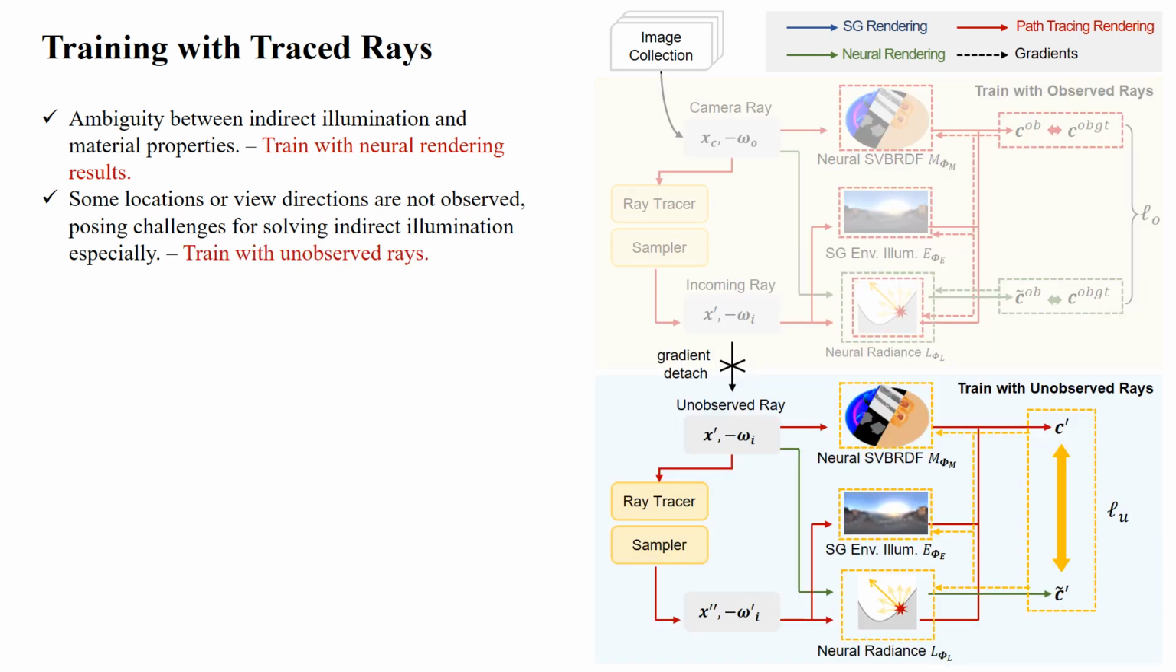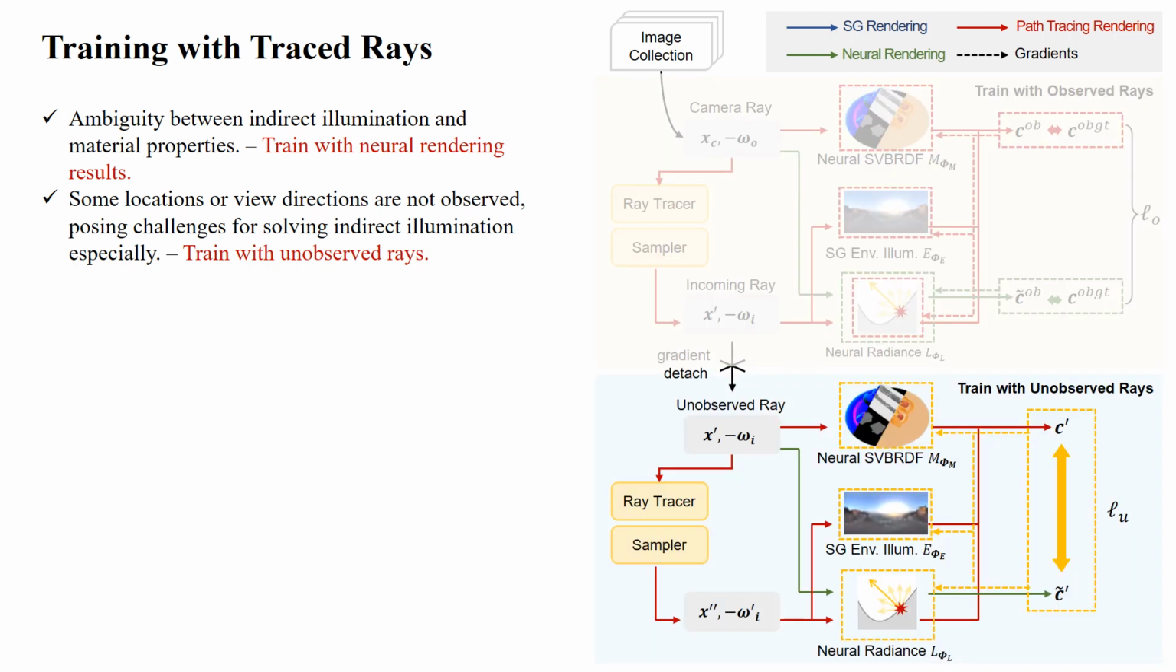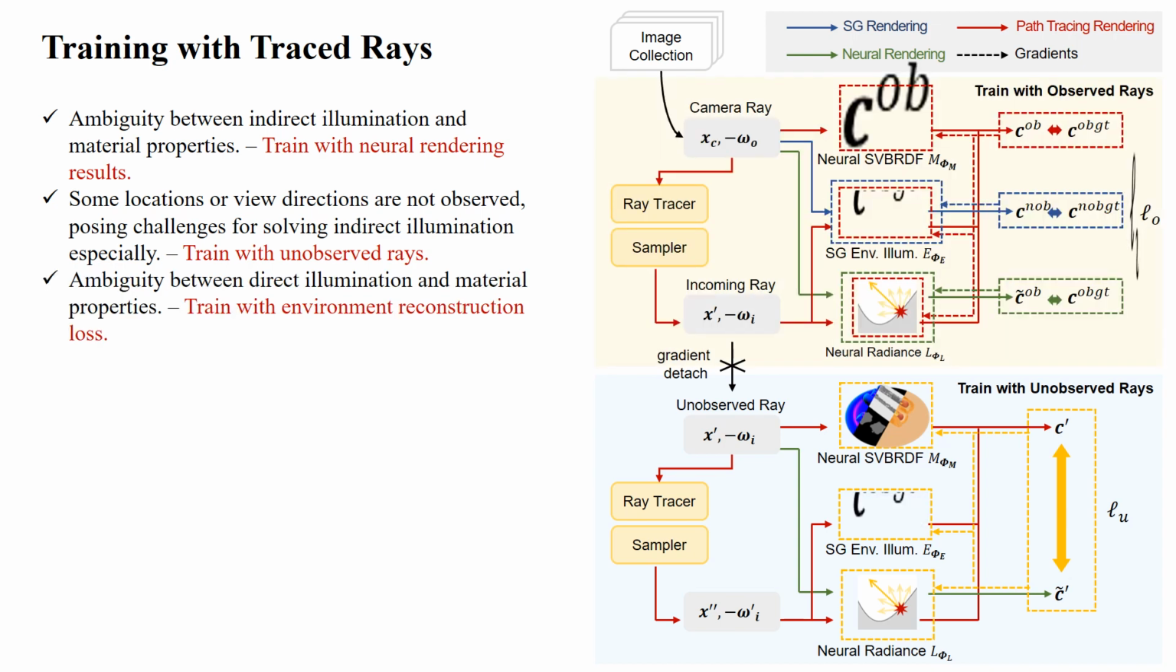We additionally optimize components with unobserved rays. Although there is no ground truth of unobserved rays, the consistency of neural rendering and path tracing based rendering of the rays can be used for training. We alternately train our framework with observed rays and unobserved rays. Finally, we train with the environment reconstruction loss for better environment illumination training.